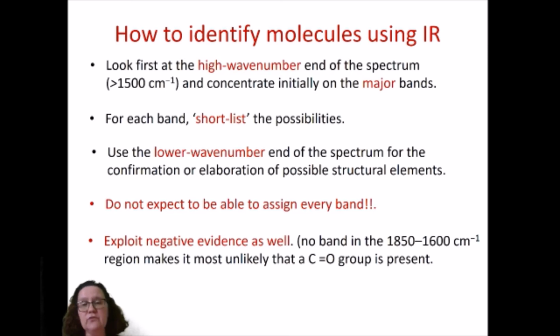The absence of a strong band in the 1700 inverse centimeters region means that the compound is unlikely to be a carbonyl compound. The absence of a very broad band in the region of 3500 inverse centimeters would mean that it's unlikely that the compound has a hydroxyl group, that it's an alcohol. So focus on the presence of bands, but also the absence of bands typically associated with functional groups.